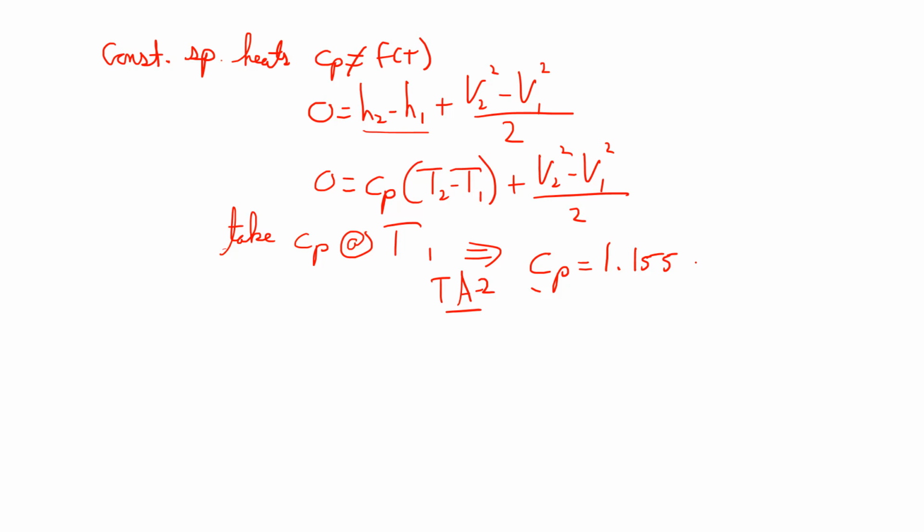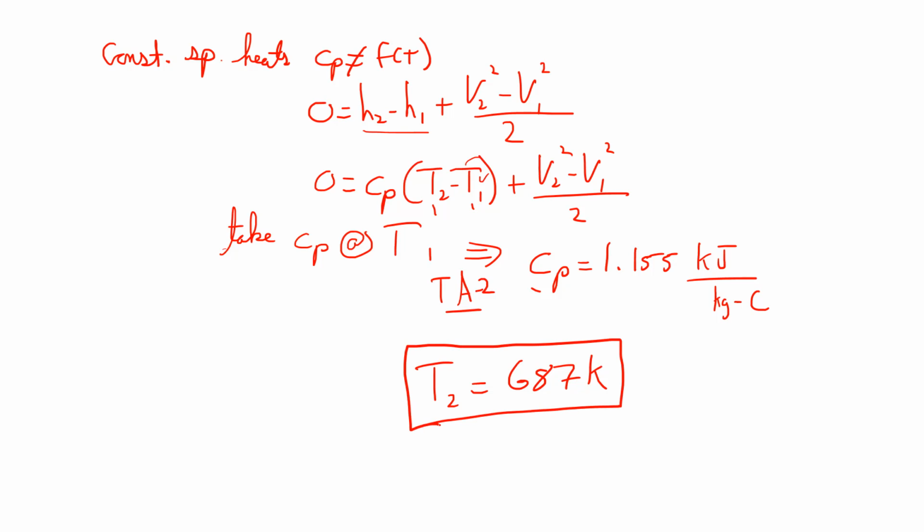So if you look that up for carbon dioxide, you would get 1.155 kilojoules per kilogram Celsius. Now, again, usually it's the average Cp between T2 and T1, but I only have T1, so I'm going to find the Cp at T1, and then use the other knowns of the problem to solve for T2. If I assume constant specific heats, I get a temperature of 687 Kelvin, whereas I had a value of 685.8 Kelvin for variable specific heats.